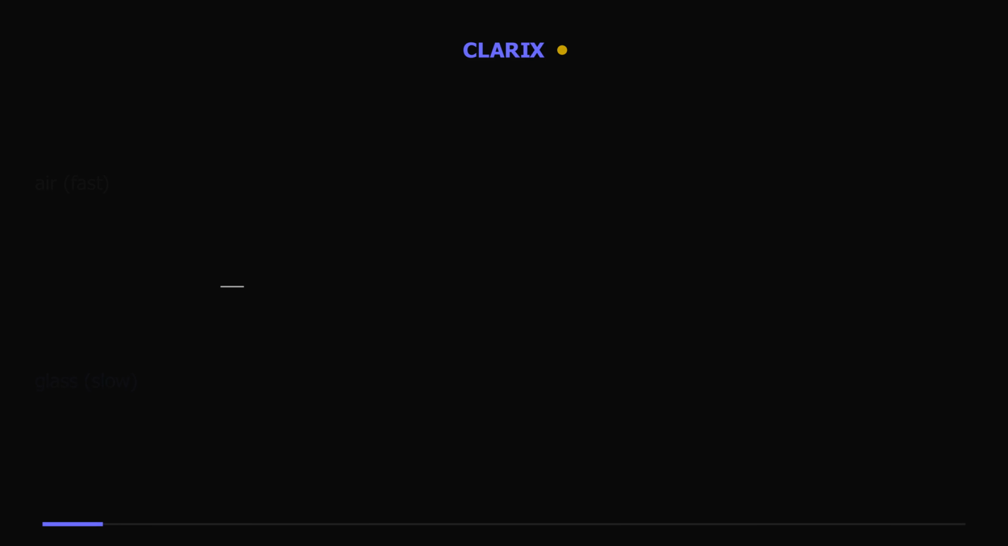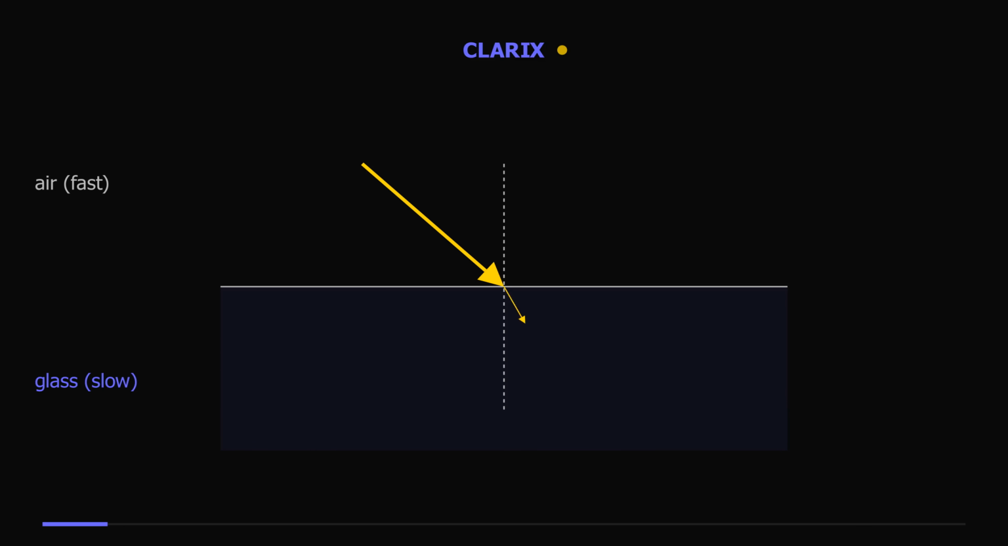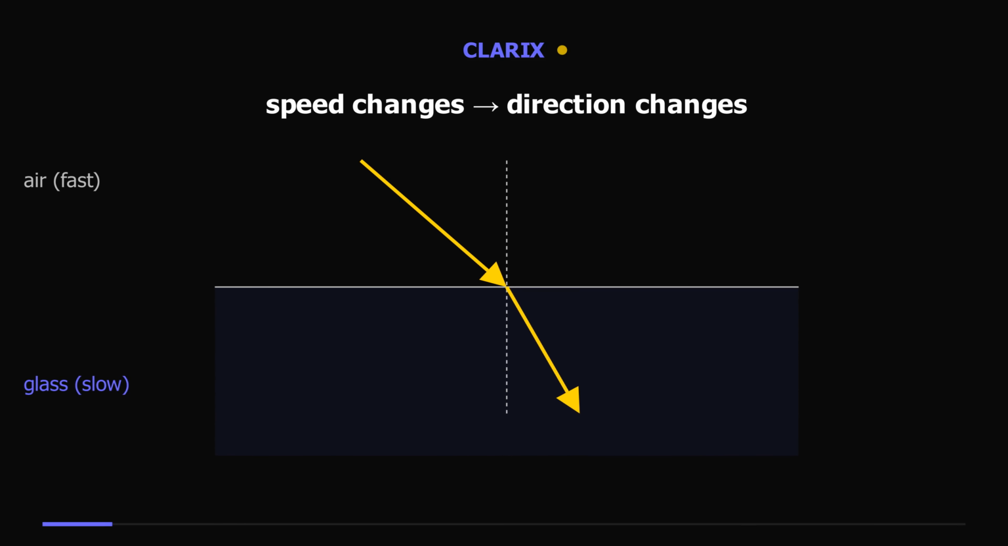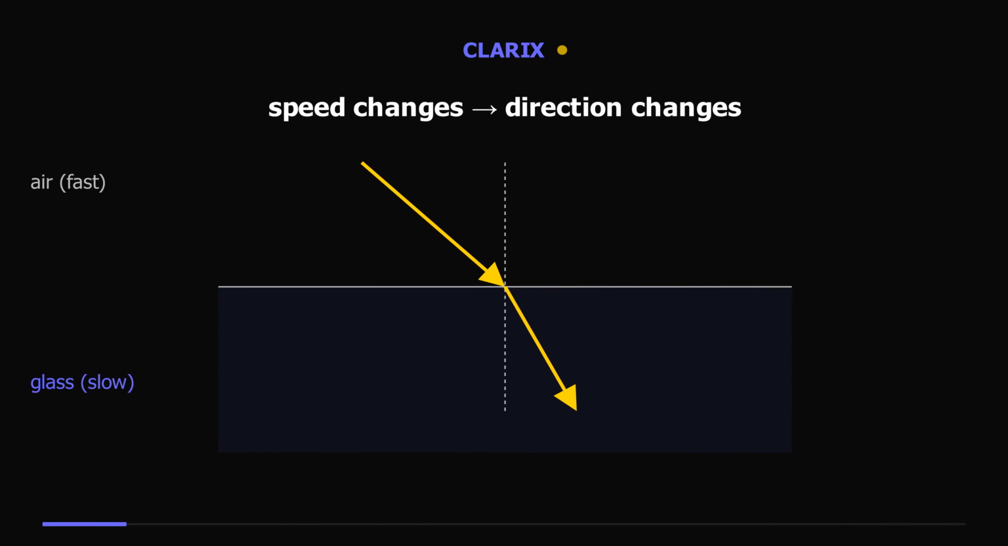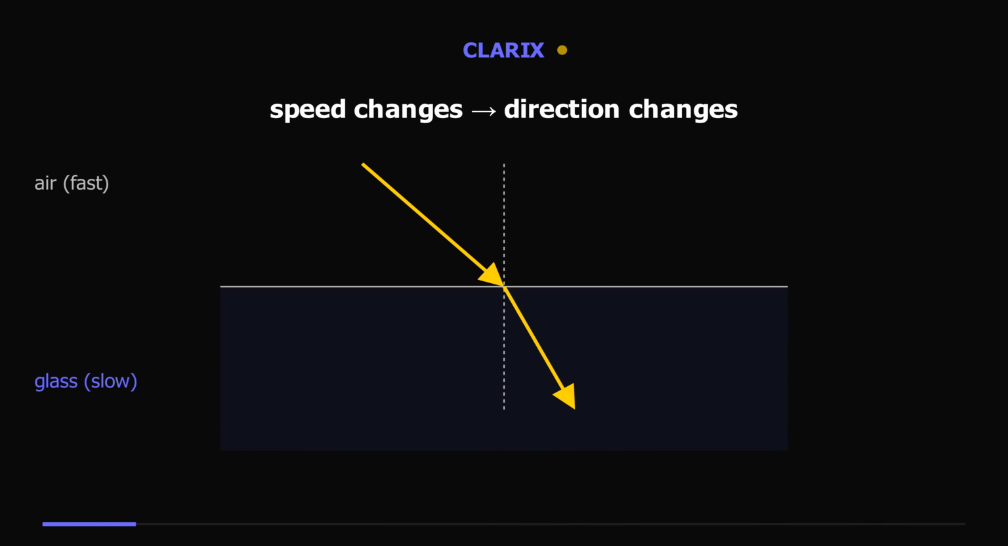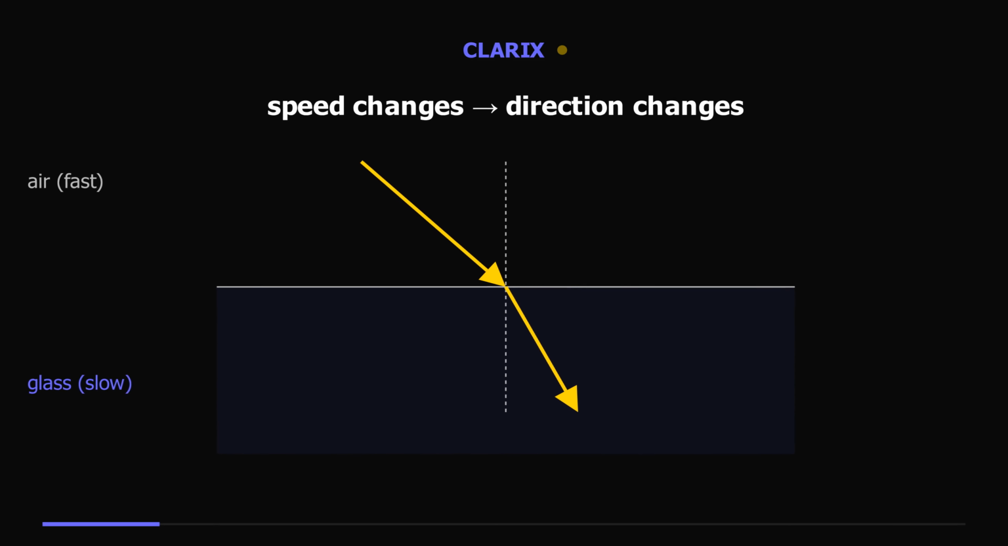Let's go. Refraction is the bending of light when it passes from one transparent material into another, say from air into water or glass. Why does it bend? Because light travels at different speeds in different materials. It's fastest in a vacuum, a touch slower in air, and noticeably slower in glass or water. When a ray slows down or speeds up at the boundary, its direction shifts, just like a trolley's wheels turning as one side hits sand before the other.